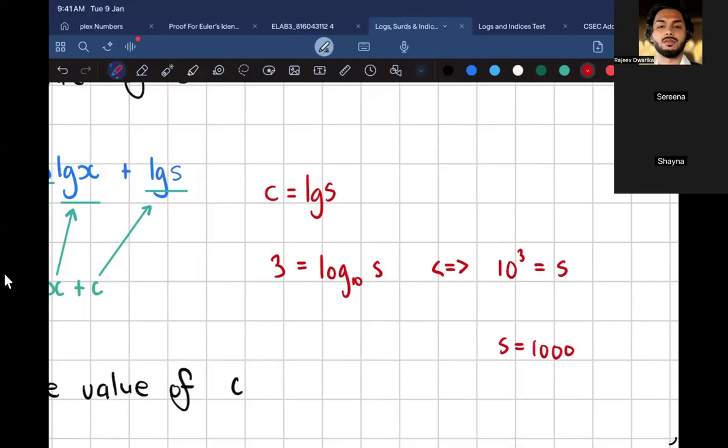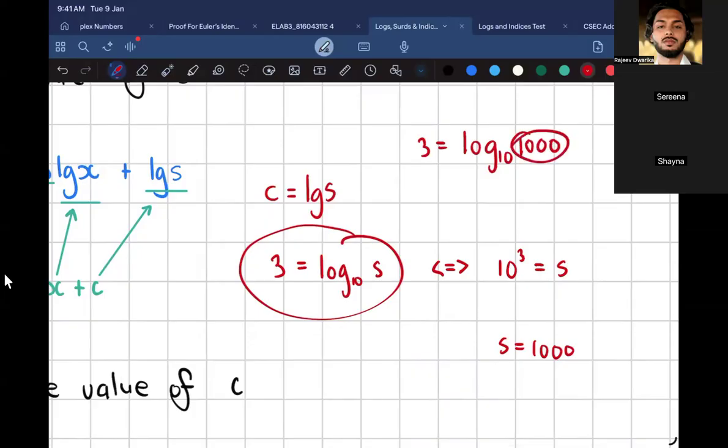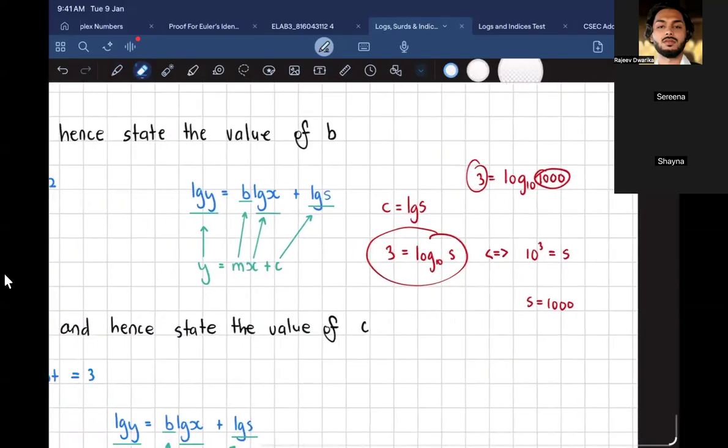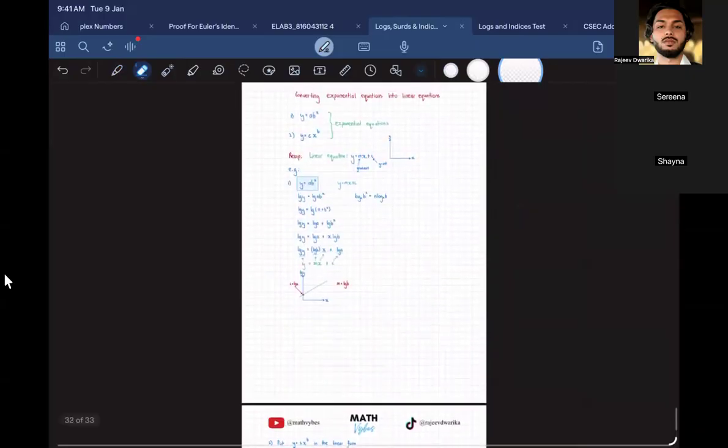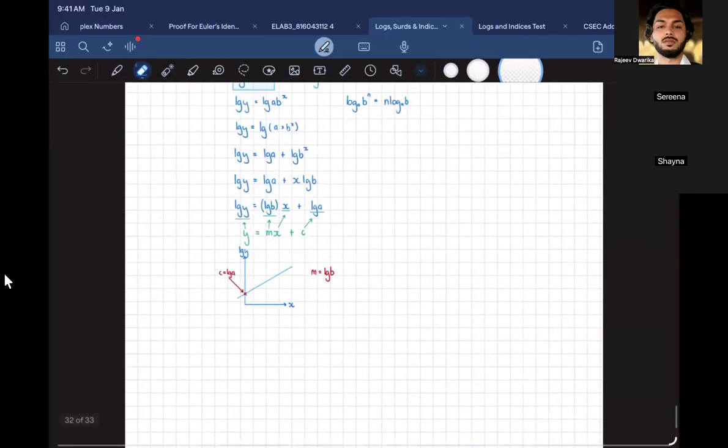And if you're confused, don't be confused. Watch. If I put it back, it would be 3 equals log base 10 of 1,000, and I would have to raise 10 to the power 3 to get 1,000. Is everything making sense? Yes, sir. Great. So you need to know that, and let's do it for the previous question.